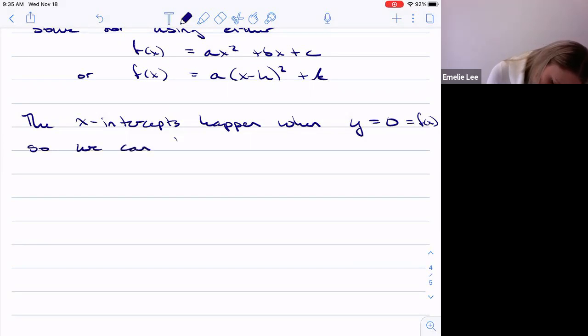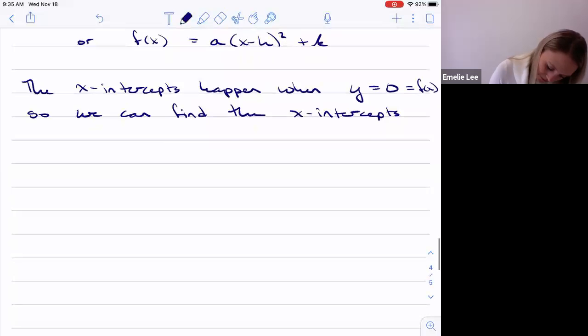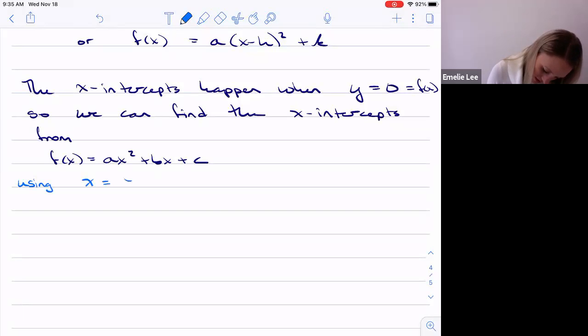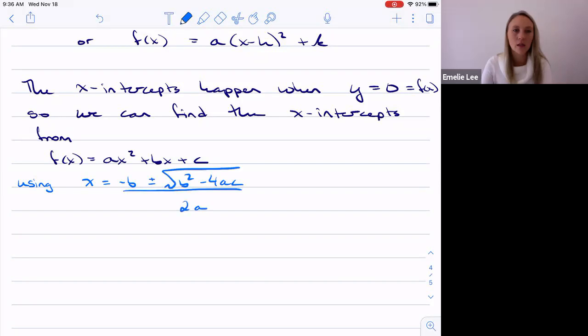So we can find the x-intercepts from f of x equals ax squared plus bx plus c using the quadratic formula, using x equals negative b. You probably have the quadratic formula memorized by now. Negative b plus or minus the square root of b squared minus 4ac, over 2a.